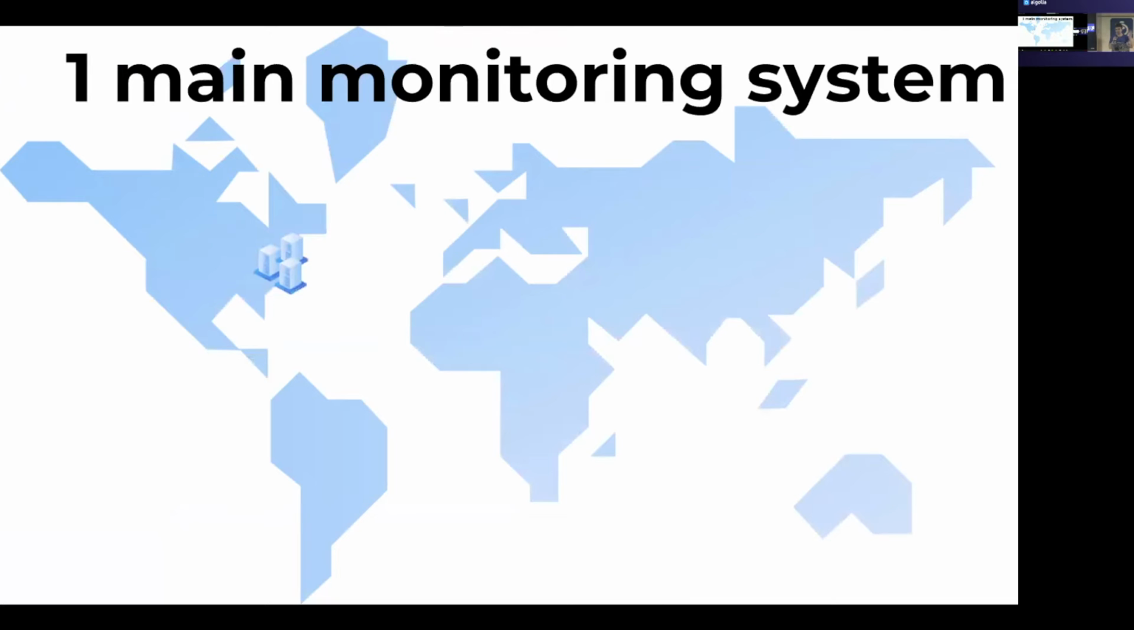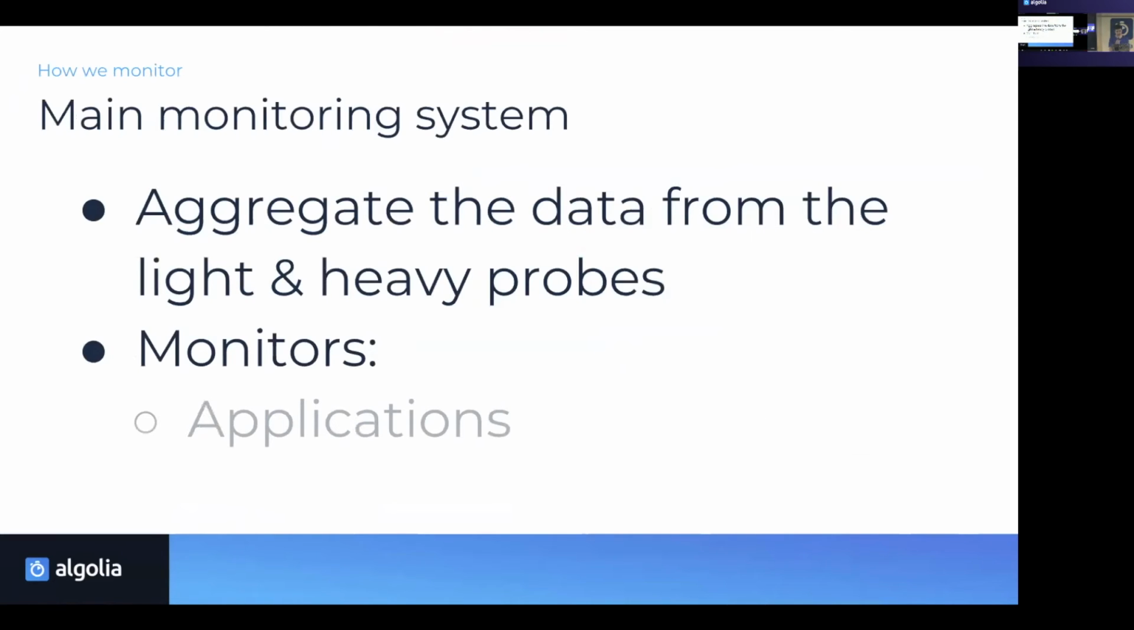Then all those probes are connected to the one main monitoring system. So what does it do? Basically, it aggregates the data from the light and the heavy probes, and from all of this, we are able to monitor the application. As we have information at cluster level and server level, we can aggregate this to have an idea of, for each application, how it behaves and how it handles the requests, the latency, and the DNS.